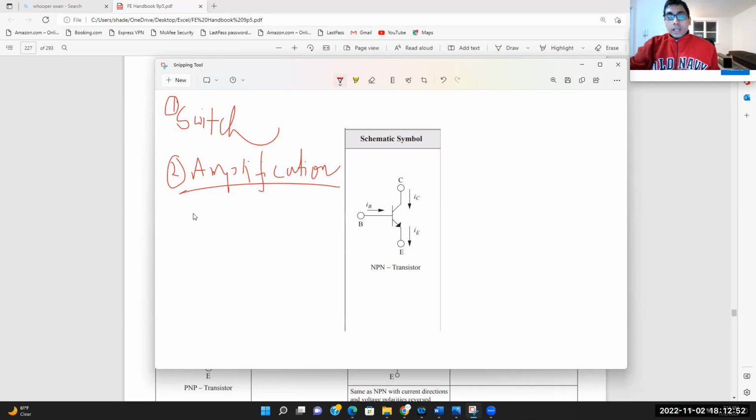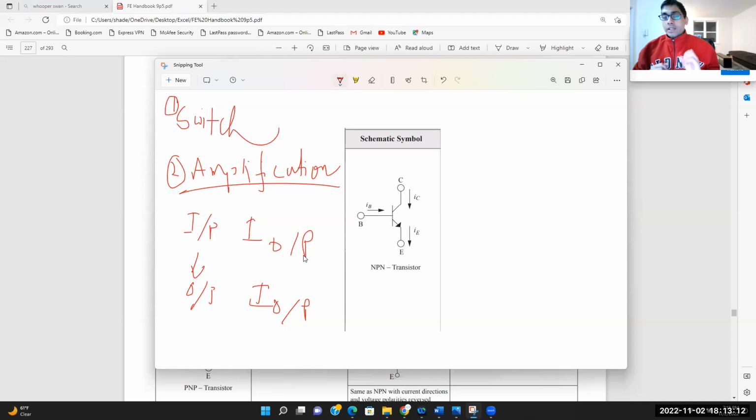That means whatever input current I'm applying, my output current would be amplified by a particular magnitude.